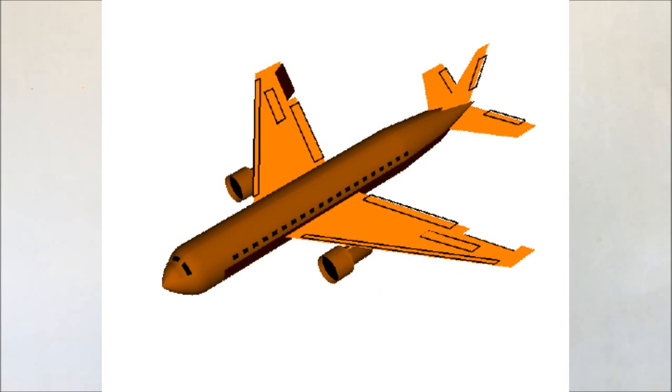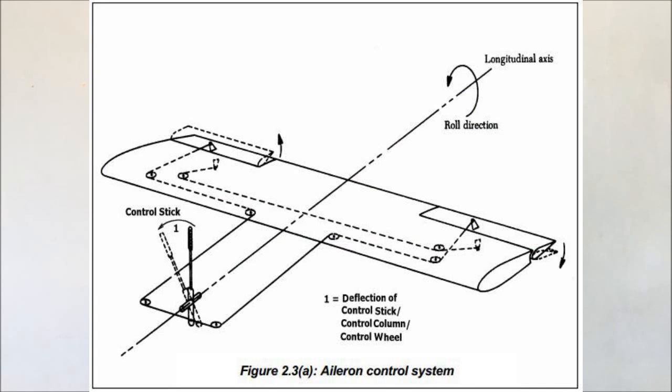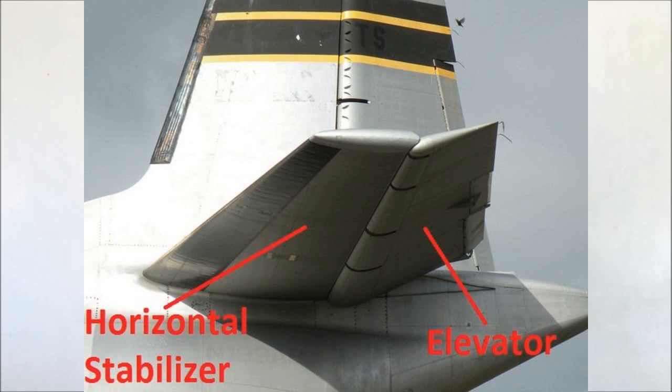The longitudinal axis runs along the center of the fuselage from nose to tail. Movement about this axis is called rolling. The next primary flight control surface is the elevator. It is a surface hinged to the trailing edge of the horizontal stabilizer, and varies the tail load to control the pitch attitude of the aircraft.